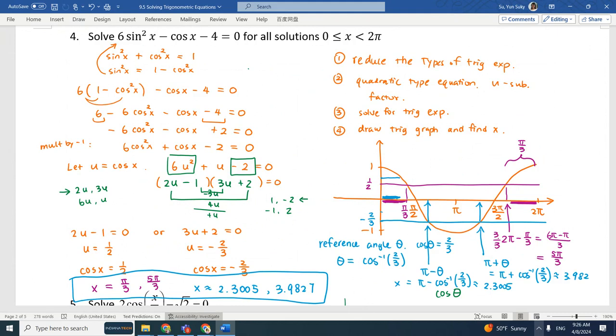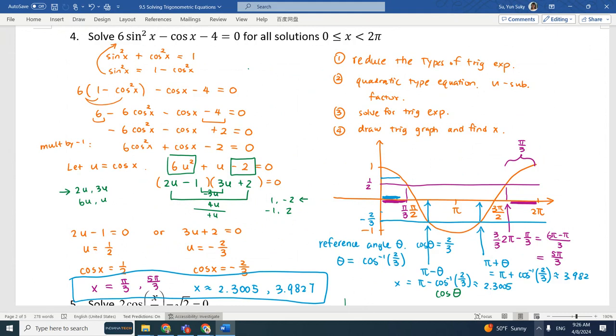And then we can factor and find the u, and we express the trig function. So we can solve for the trig functions. And then to find the x, we need to draw the trig graph and find it. And in this process, you need the reference angle. Is that clear, everybody? Do you have any questions on some specific step?